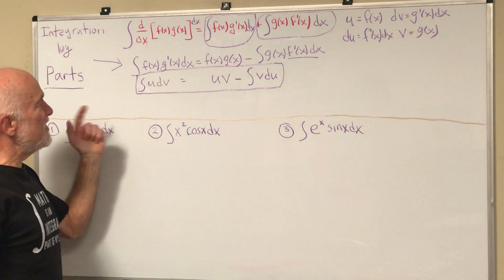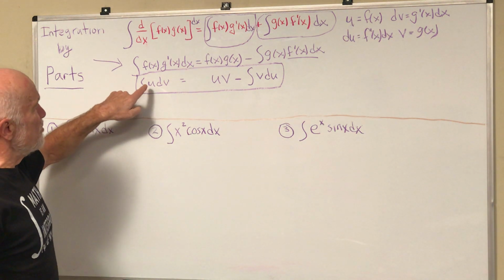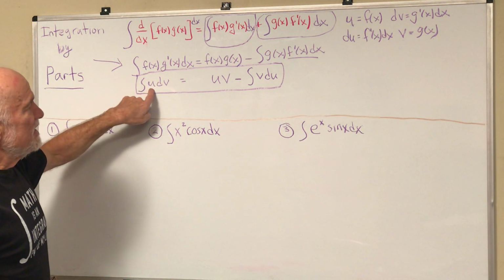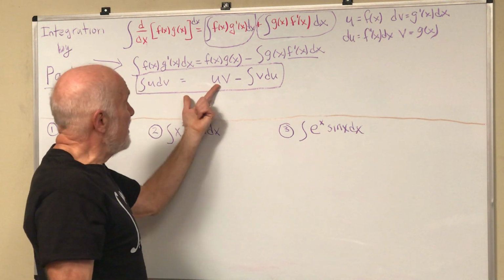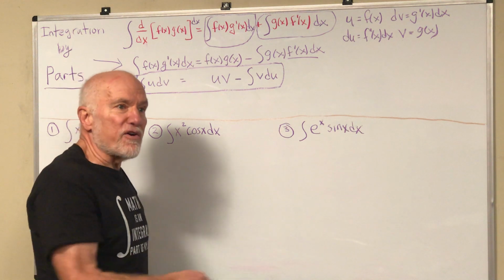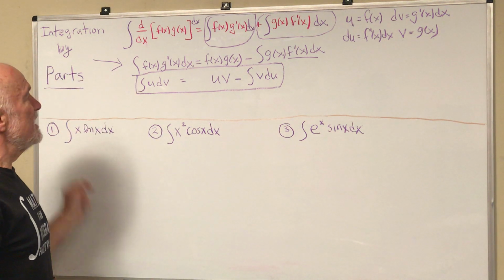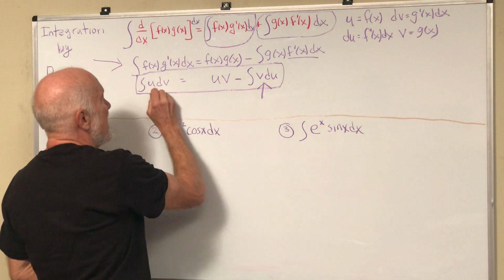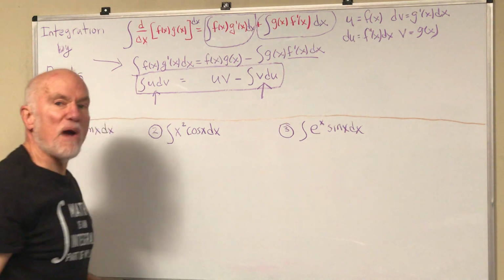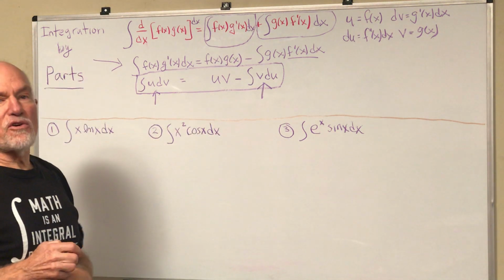The thing that makes this seem like not such a good formula is you're starting with an integral, and in order to do it, you have to do an integral and something else. So it almost seems harder. So obviously, this isn't always a good thing. It's only a good thing if this integral is easier to take than this integral. So you have to be smart about the way you set these things up to make sure that that integral is easier.